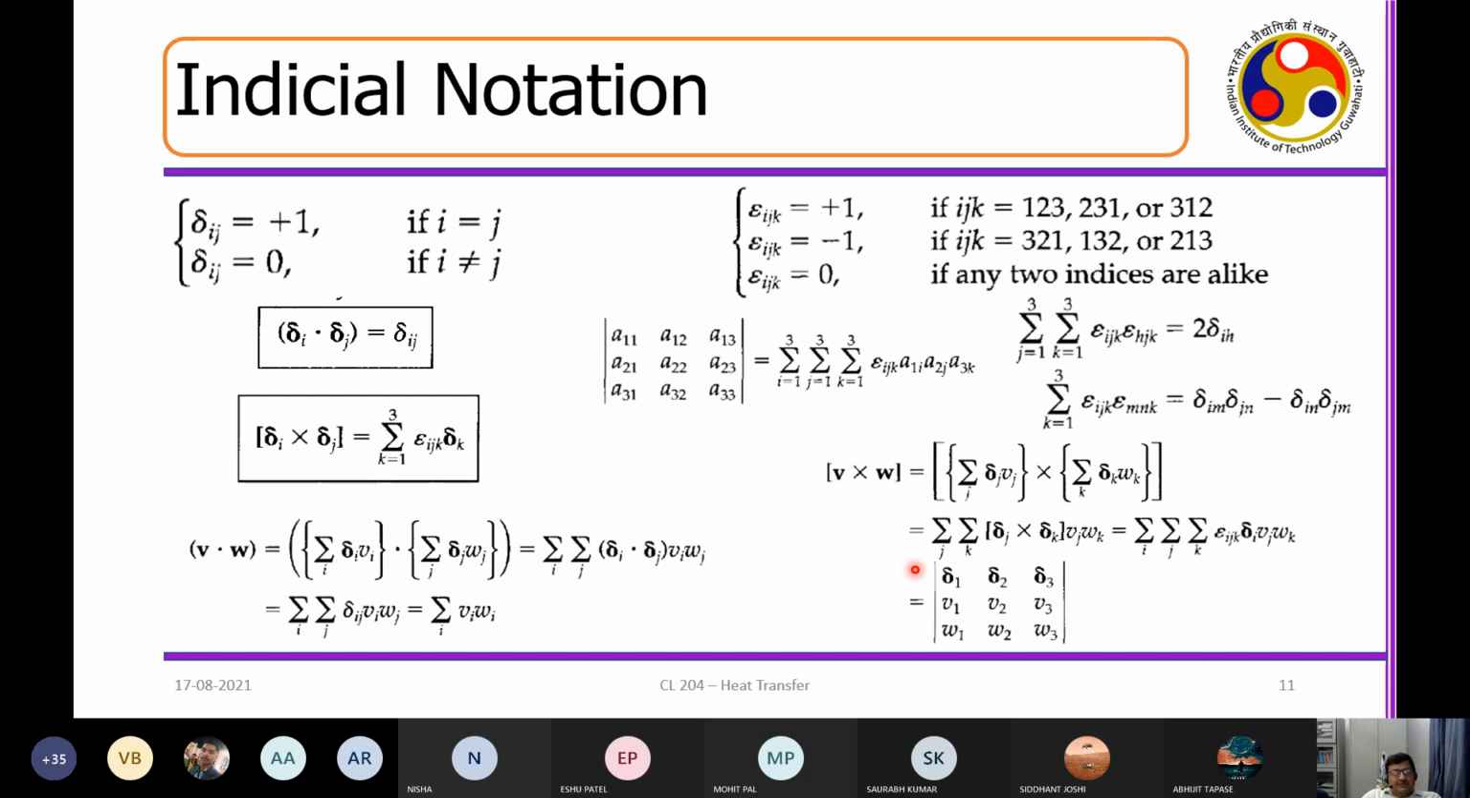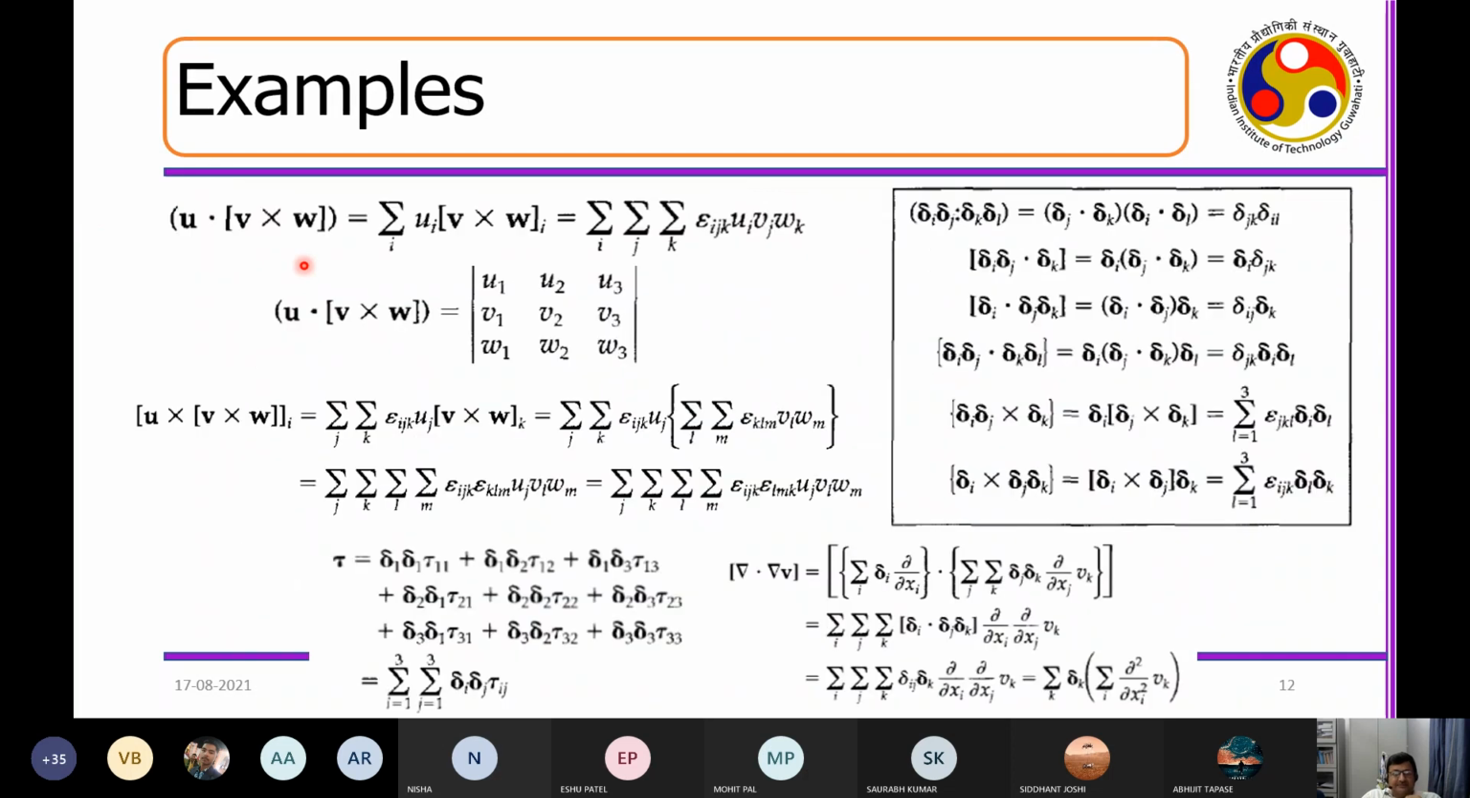This we have already talked about. This delta is the Kronecker delta. This we discussed in great detail yesterday. We also talked about the permutation symbol, and this is used in the cross product, and this comes out in a dot product, right?